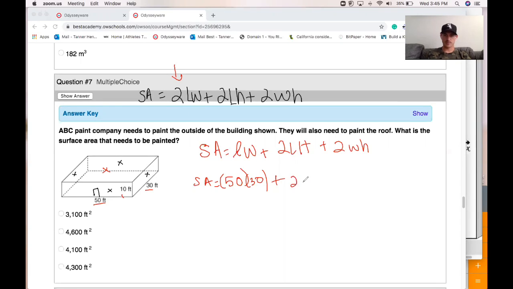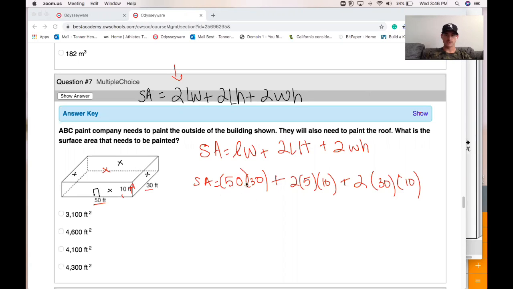Plus 2 length times height, so 50 times 10, our height. And then our last one would be width 30 times our height, which is 10. All right, once we figure out all the numbers and plug it into the formula, the hard part is done. You guys can use mental math or use a handy dandy calculator.